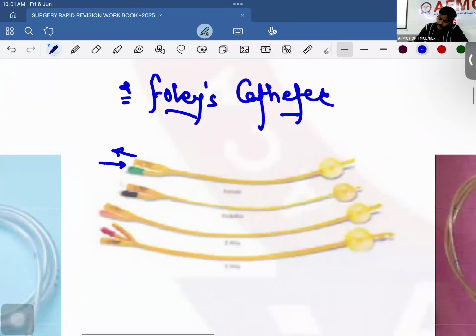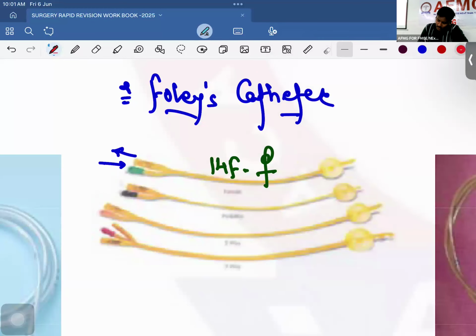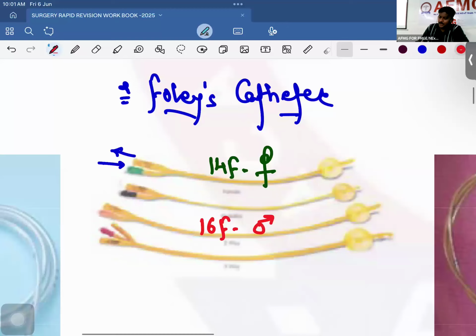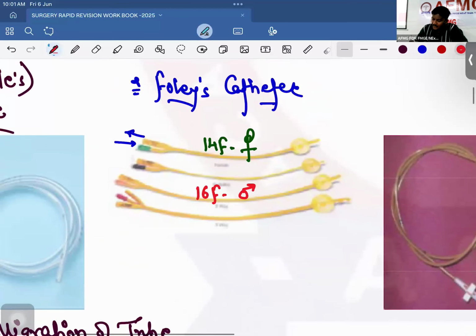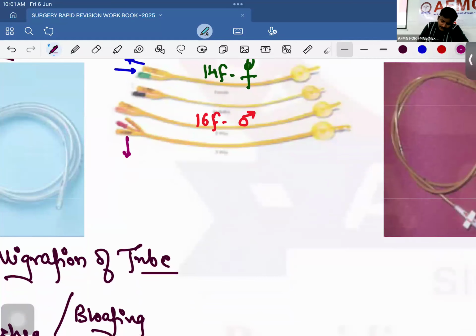So we know the green one which is there, beta, is a 14 French catheter, generally used for females. Whereas the orange one is a 16 French catheter, beta, and generally used for adult males. The black and the white catheters are usually 8 or 10 French catheters, beta, and they are generally used for children or pediatric patients. Clear? And this is which Foley's, beta?